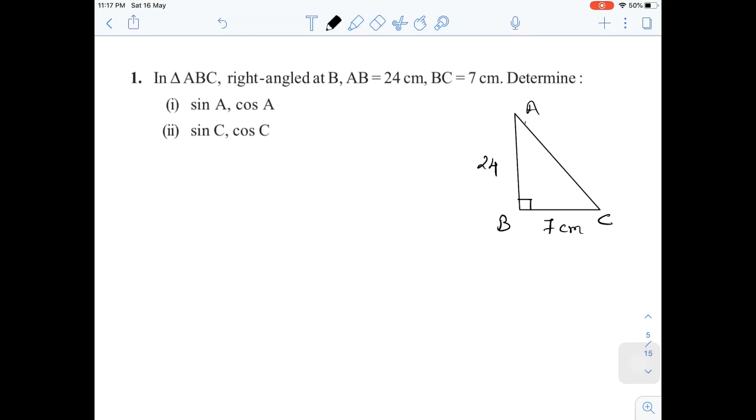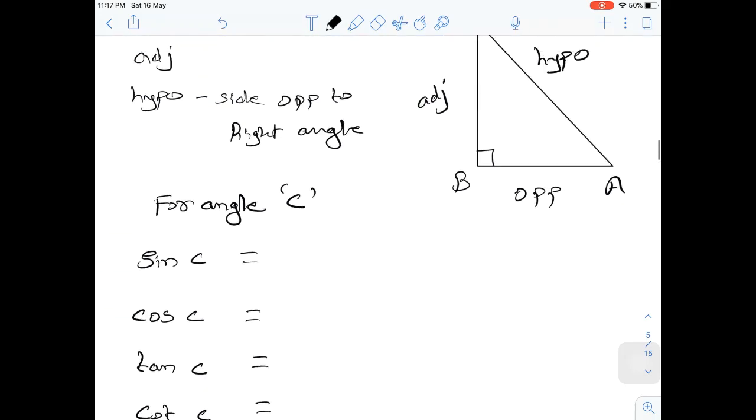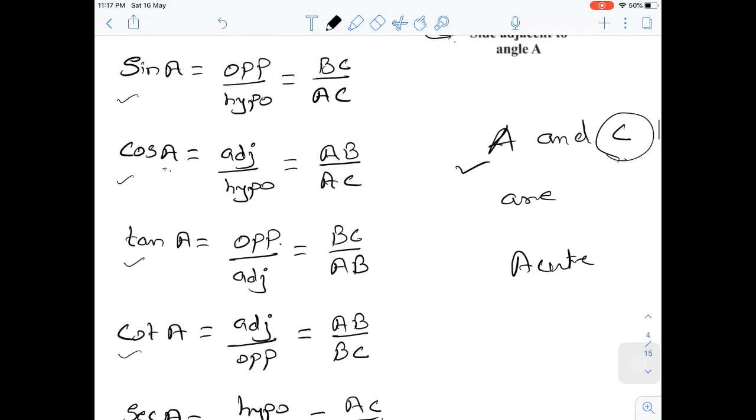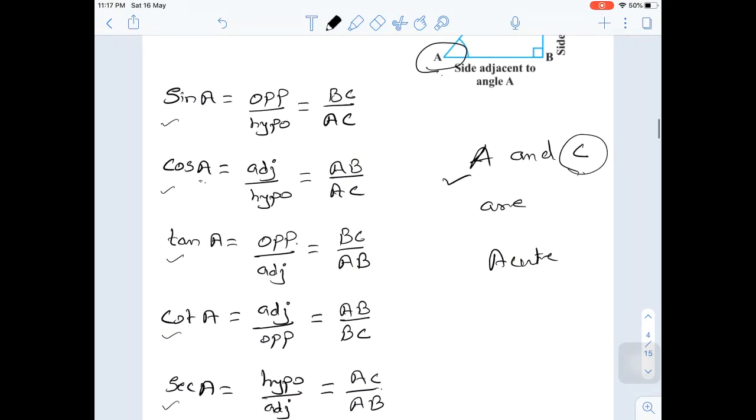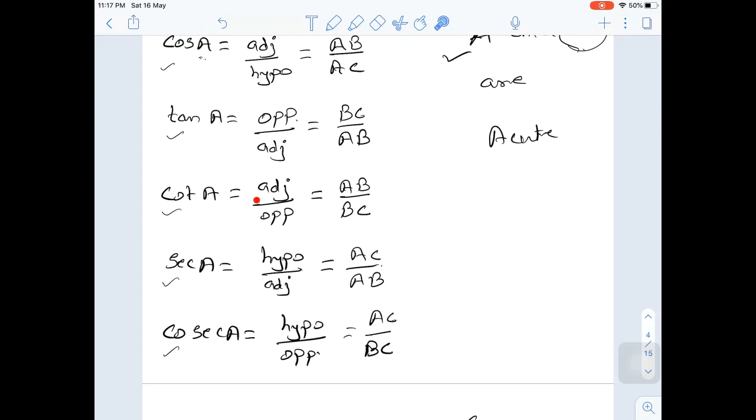So last time we started trigonometry. Last time we learned about some trigonometric ratios. That is, we learned that sine equals opposite upon hypotenuse, cos of any angle equals adjacent side upon hypotenuse. Then we learned tan equals opposite upon adjacent, cot equals adjacent upon opposite, sec equals hypotenuse upon adjacent, cosec equals hypotenuse upon opposite.